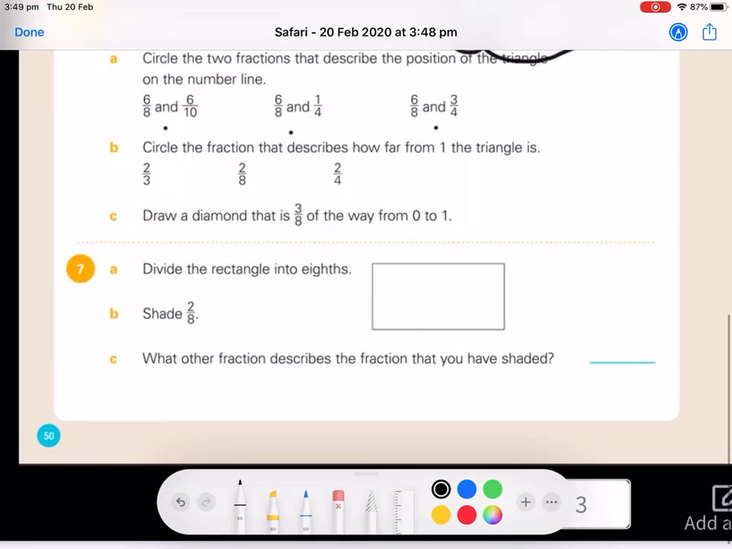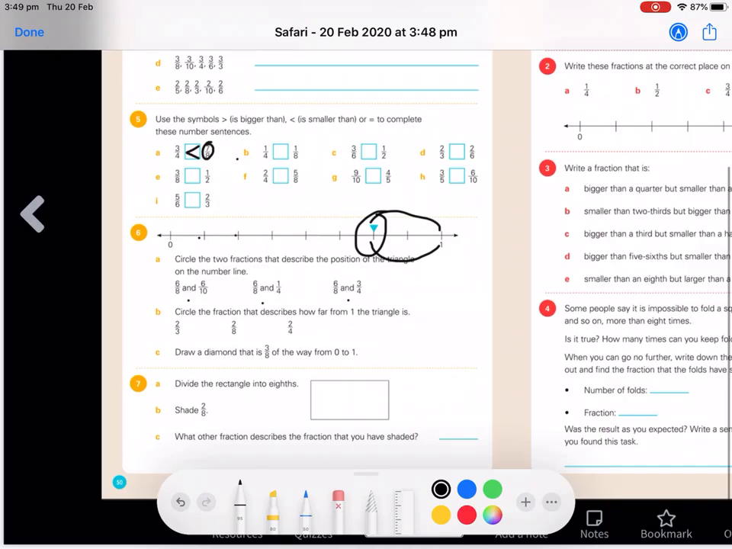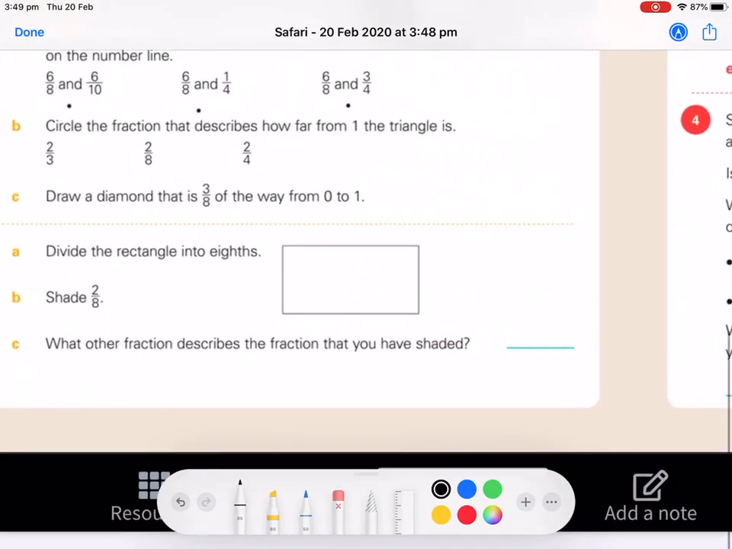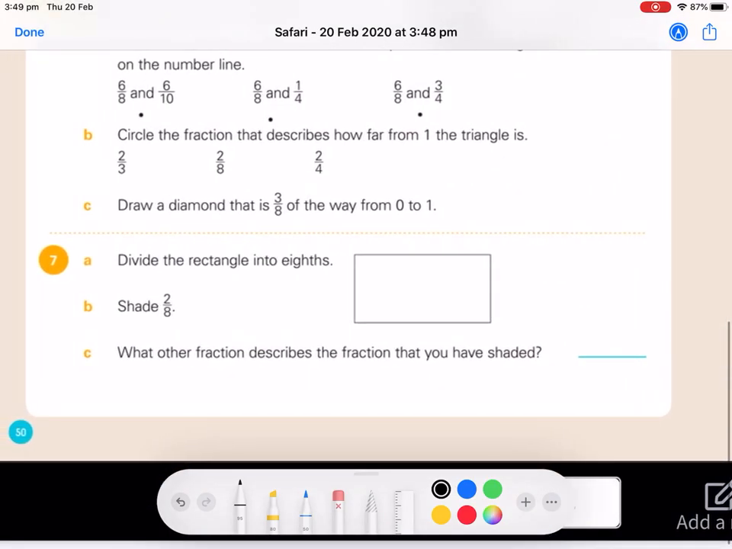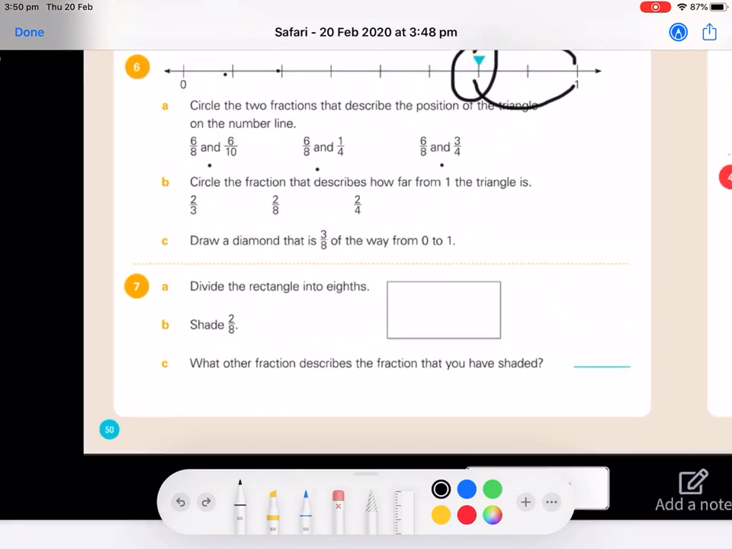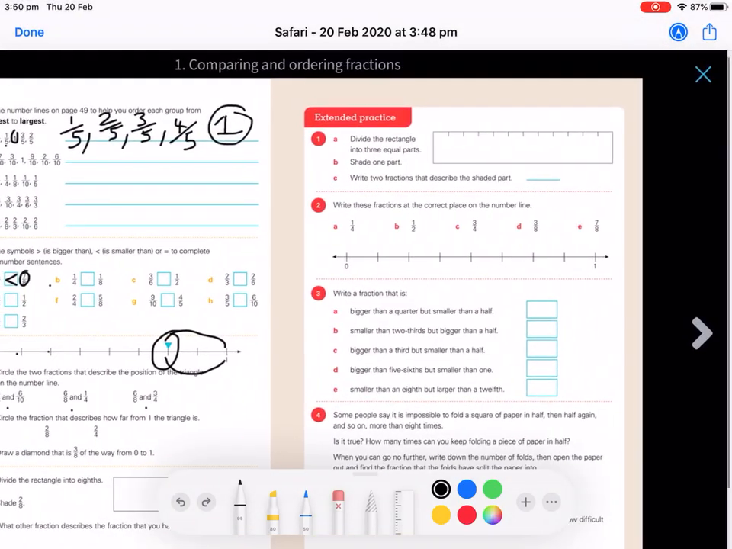All right. Divide this rectangle into 8ths. Oh, I missed C there. Draw a diamond that is 3/8 of the way from 0 to 1. So you've got to find 3/8 on that number line somewhere. Divide the rectangle into eighths. So you've got to work out how you're going to divide it. Is it going to be like that, or is it going to be like that? Try and get equal parts when you're doing it with your ruler. Shade 2/8 of it, and then what other fraction describes the fraction that you have shaded?